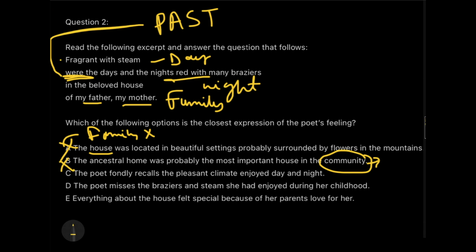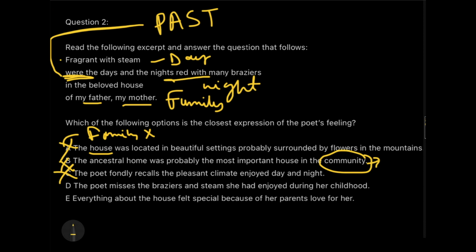All right, so option C. Even if you have a little bit of doubt in your mind regarding option B, you can keep it on hold, but it's a straightaway cut. Option C can sound interesting. The poet fondly recalls the pleasant climate enjoyed day and night. Okay, sounds almost half the way right, because the climate in day and in night was being depicted in the poem as well. But what's missing, guys? The family part is again missing in option C. So we'll eliminate option C as well.